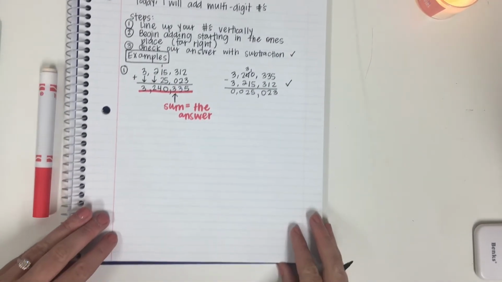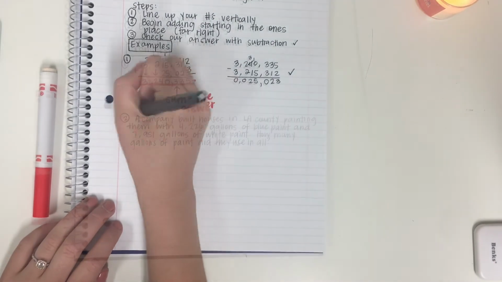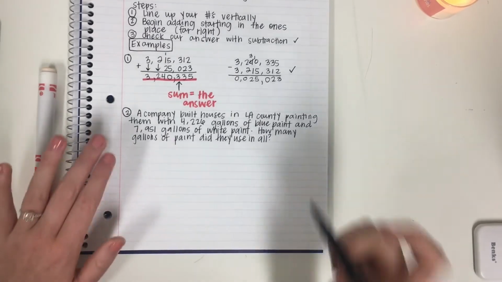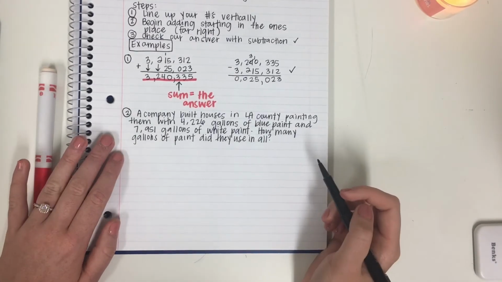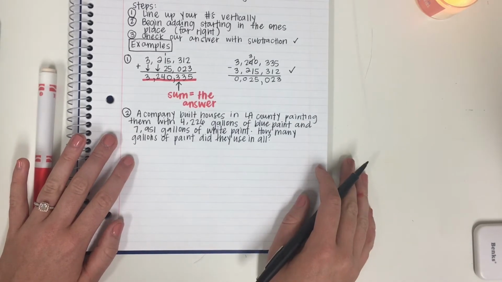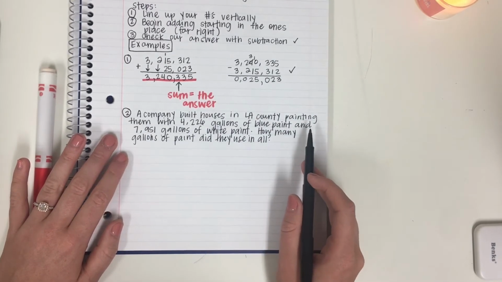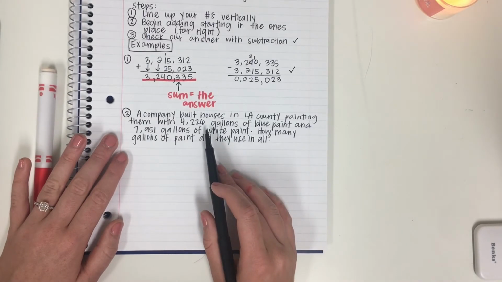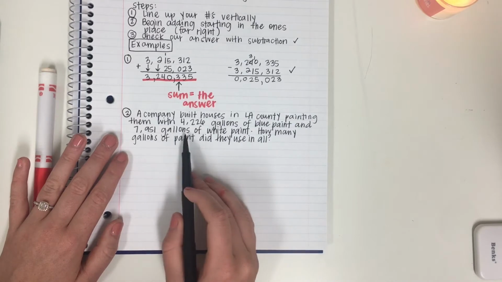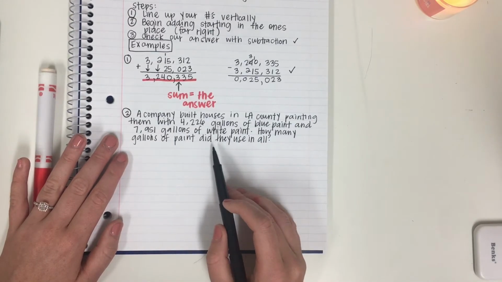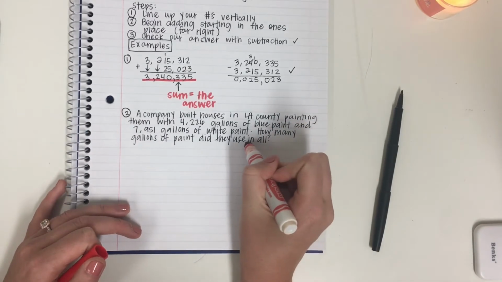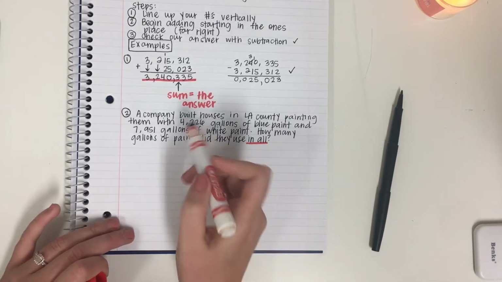Okay, now let's look at a word problem. Okay, so here's the word problem I want us to work out. Pause the video right here and copy this down before continuing on with the problem. So here's the problem. A company built houses in LA County, painting them with 4,226 gallons of blue paint and 7,951 gallons of white paint. How many gallons of paint did they use in all? This word in all shows us that it's addition. They want it combined.